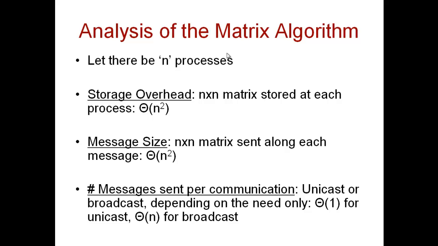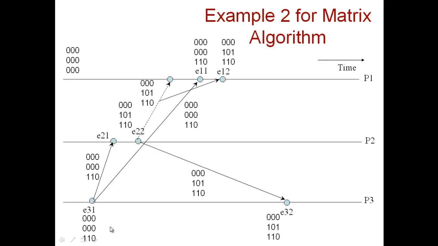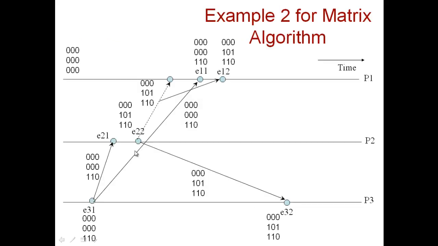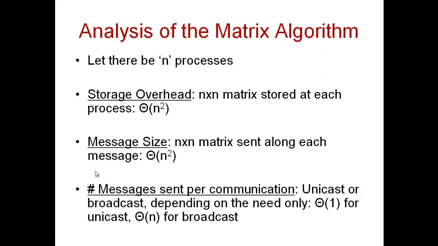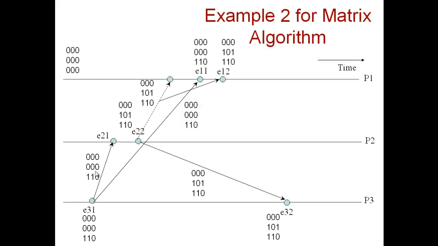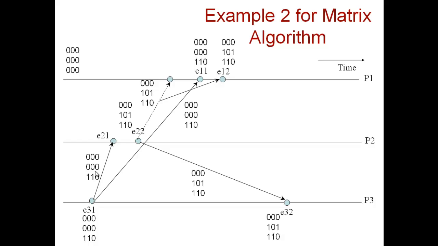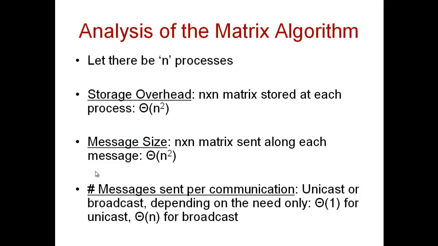Now let's look at the analysis of this algorithm. You have n processes, and each process needs to maintain a matrix, with n rows and n columns, so the state is Theta of n squared. The message size is again Theta of n squared, since a matrix is sent as part of the timestamp of a message. The number of messages sent per communication depends on whether you are unicasting or broadcasting. If you are unicasting, you send a message only to that process, like in the first example, whereas in the second example, if you are broadcasting, you send a message to all processes. So that is Theta of 1 for unicast and Theta of n for broadcast.